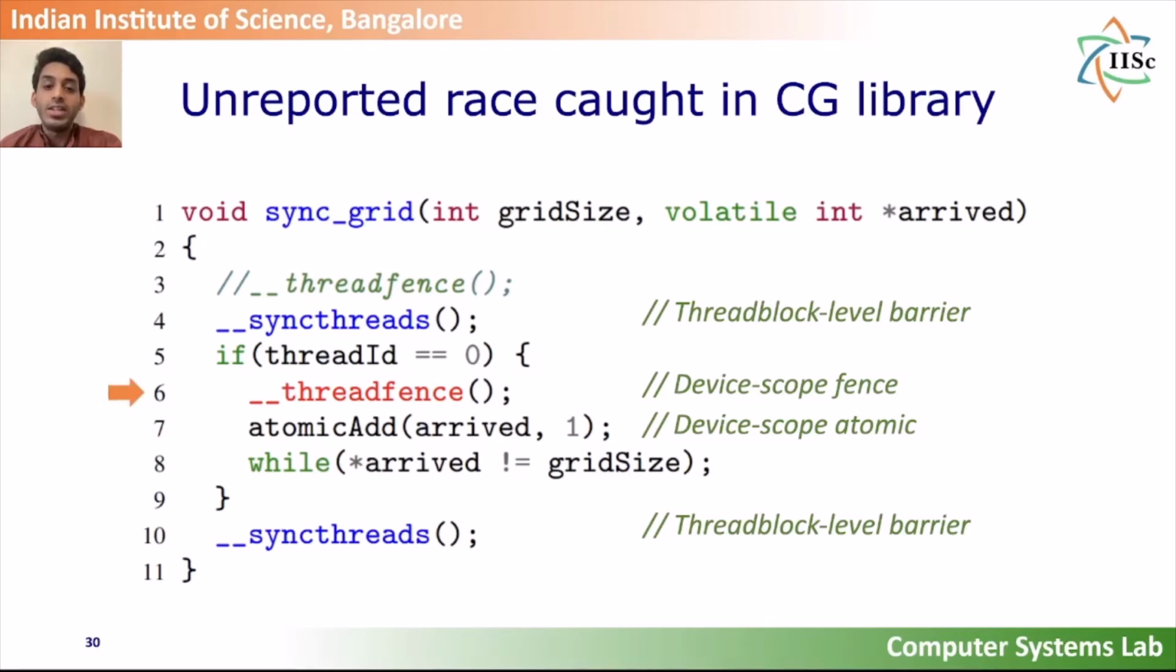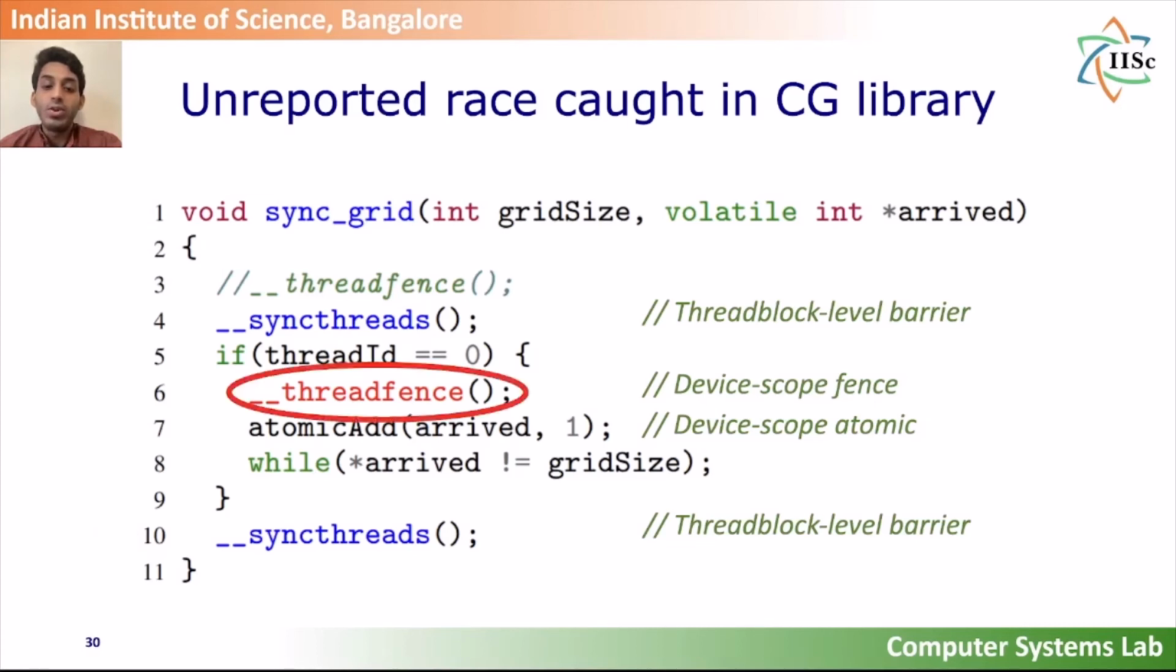Line 6 contains a device scope fence that ensures all previous memory accesses by the leader thread are visible to all other threads in the grid. In line 7, the leader thread increments a variable arrived. This variable keeps track of the number of thread blocks that have reached the function. Line 8 forces the leader thread to wait until arrived becomes equal to the grid size, at which point we know all thread blocks have reached this point. The thread block level barrier on line 10 ensures that while this process is happening, no other threads within the thread block are allowed to proceed with their execution. This ensures that all the threads in the grid reach the function before any thread is allowed to leave.